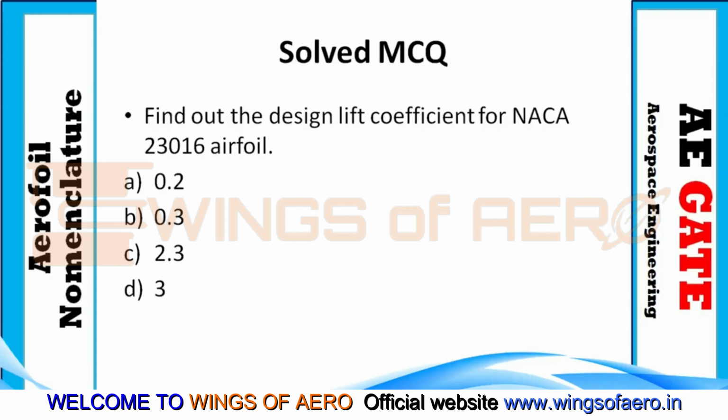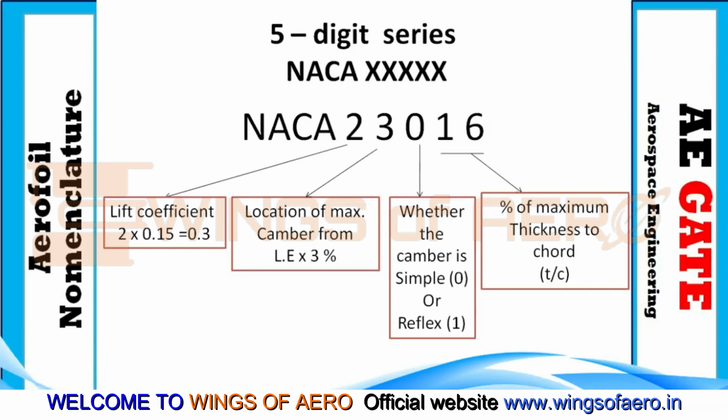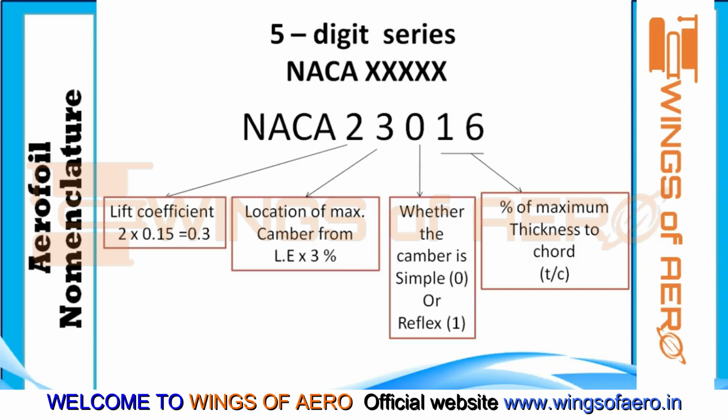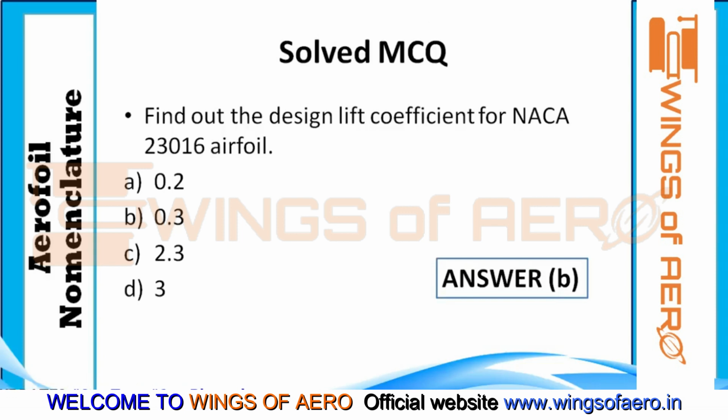Find out the design lift coefficient for NACA 23016 airfoil. So first recall this 5 digit series. We have 23016. So we know that the first digit represents the lift coefficient, it is 0.3. Whatever the value you have, you multiply with 0.15. Location of maximum camber, that is 3 into 3, that is you will get 9% of chord. The 0 represents we have a simple camber, and the last 2 digits represent the thickness to chord ratio, that is 16%.